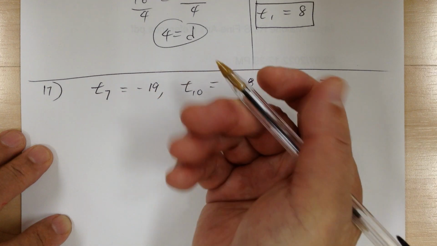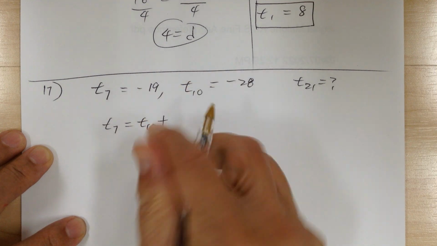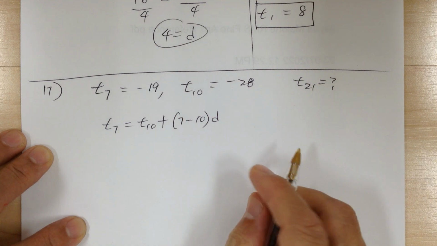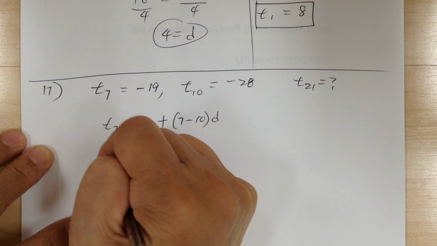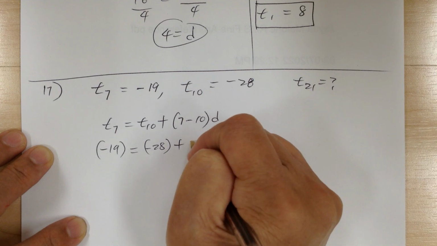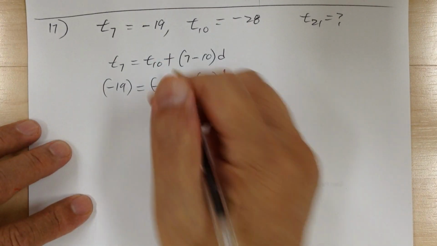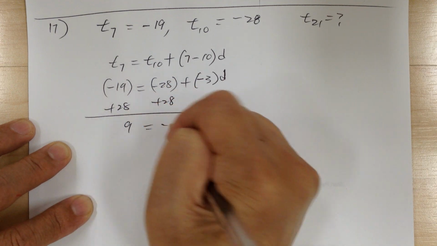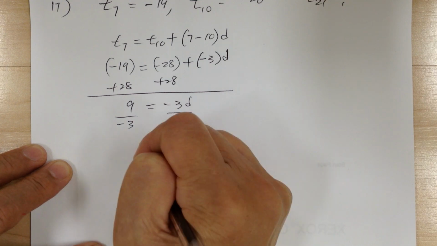So let's say you use 7 and 10, so you have T7 equal to T10 plus, now use 7 and 10, so you have to have 7 minus 10 times D. Make sure again this has to match exactly. Then you substitute in the numbers. So you have negative 19 equal to negative 28 plus negative 3 times D. So that's plus 28 on both sides. So I get 9 equal to negative 3D. So divide by negative 3, divide by negative 3. So D equal to negative 3.